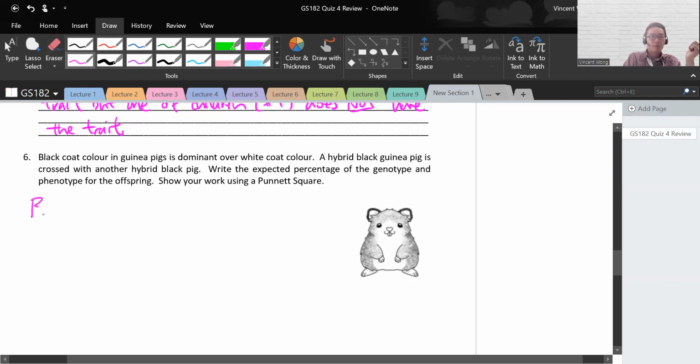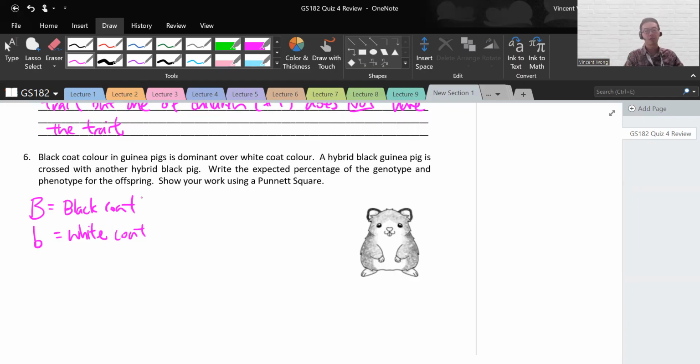So we're gonna put big B for black coat, and we're gonna put small b for white coat. Remember to use the same alphabet for the same trait. Okay, just use the capital letter for the dominant trait and the small letter for the recessive trait.